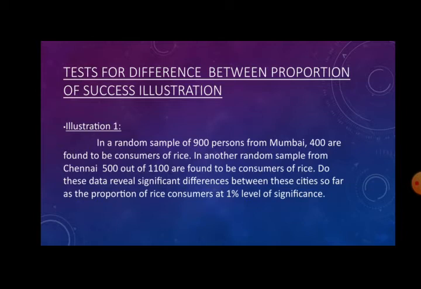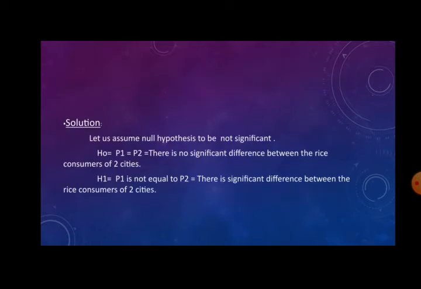Here we have to test this level of significance under 1% level. Let's see the solution. Let us assume the null hypothesis to be not significant. H0: P1 is equal to P2. There is no significant difference between the rice consumers of two cities.